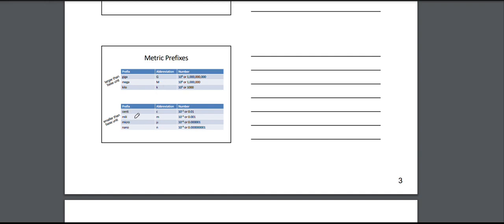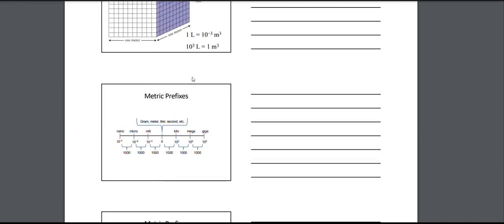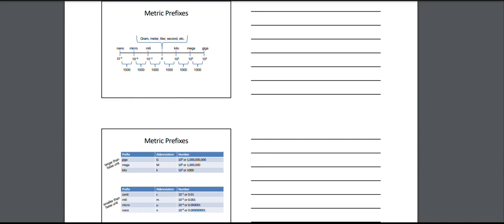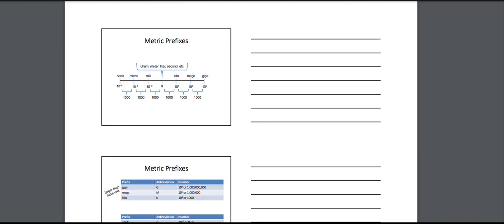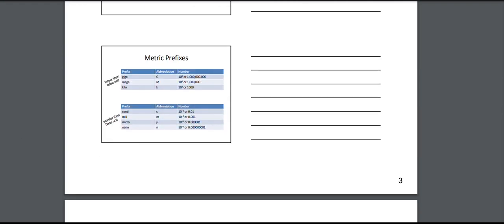Same thing for the centi, the milli, the micro, and the nano. Okay, so the centimeter is not really mentioned up here, but the centimeter is 10 to the power, let's see. It's actually right here, 10 to the power negative 2. Okay, so this is 10 to the power negative 2 centimeter. It falls right in between the milli and the base unit. Okay, so let's go back to the abbreviation.